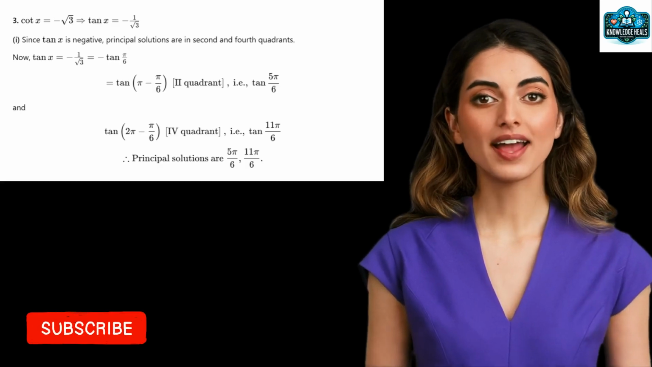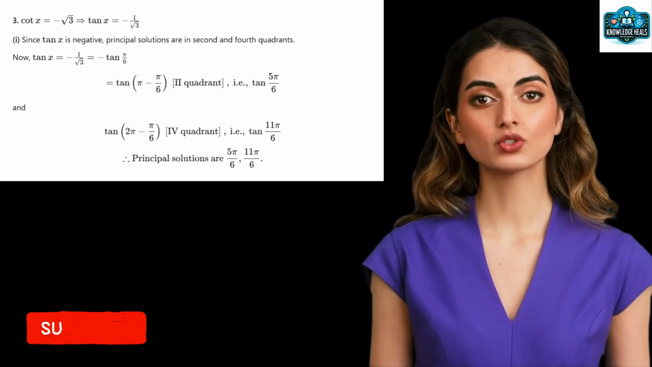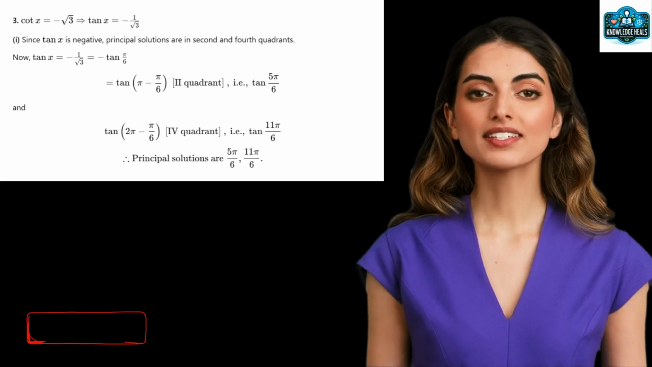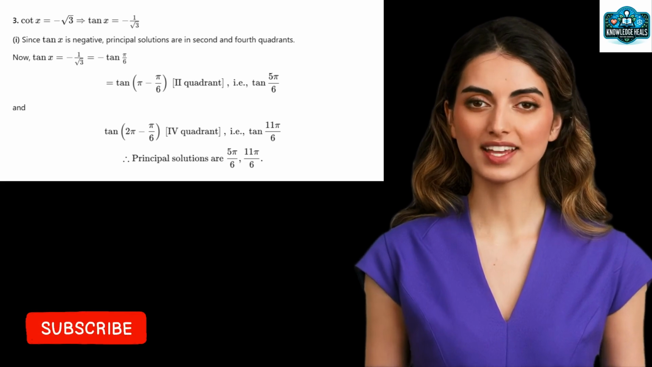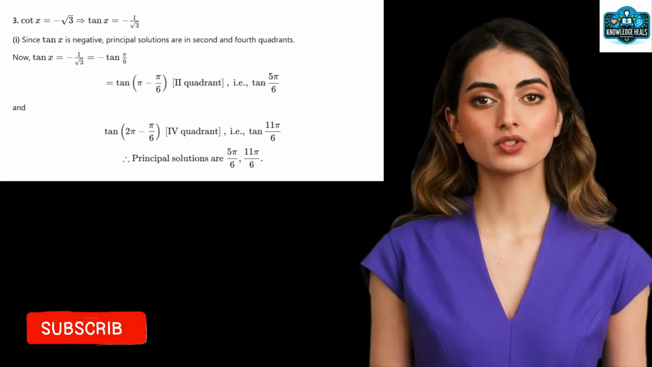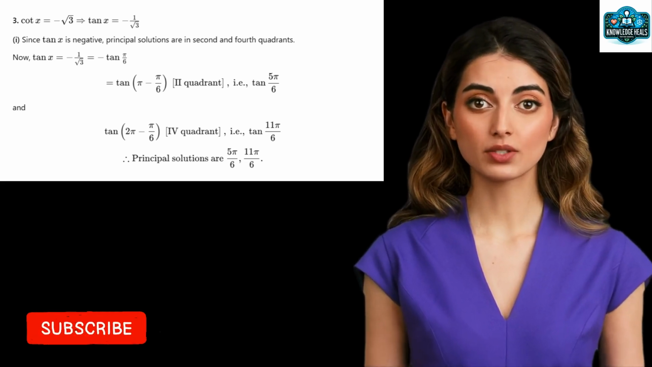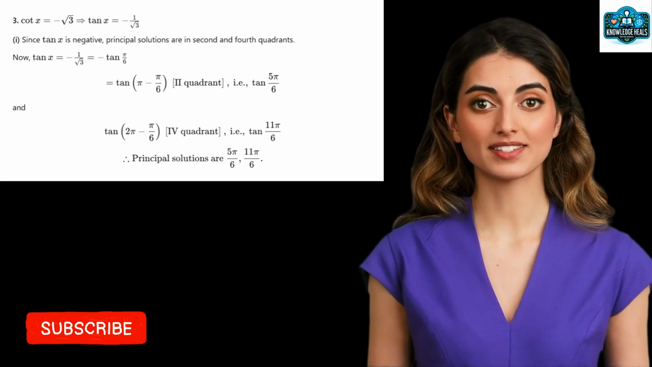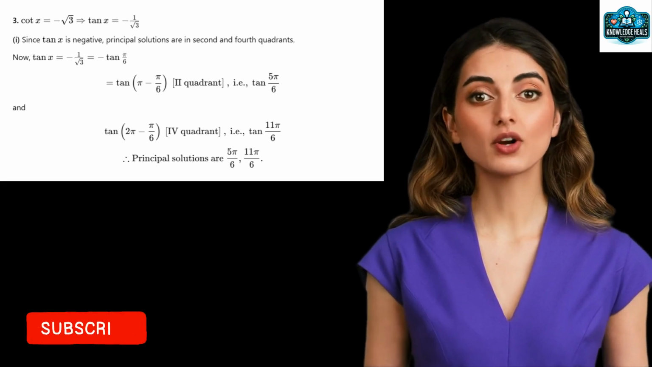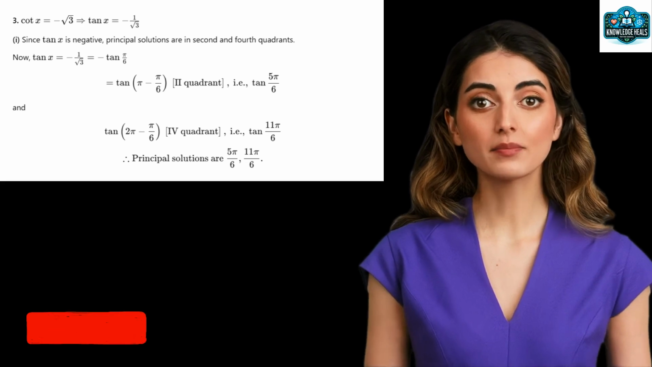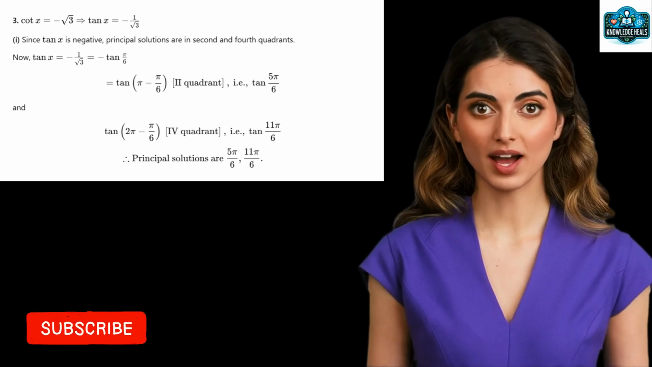Another question is cot x equal to minus root 3, which can also be written as tan x equal to minus 1 by root 3. Since tan x is negative, principal solutions are in the second and fourth quadrants. As we know, tan x is minus 1 by root 3, which is equal to minus tan pi by 6, which is equal to tan of pi minus pi by 6, as it is in the second quadrant. That is tan 5 pi by 6. For the fourth quadrant it is tan of 2 pi minus pi by 6, that is 11 pi by 6. Hence, principal solutions are 5 pi by 6 and 11 pi by 6.